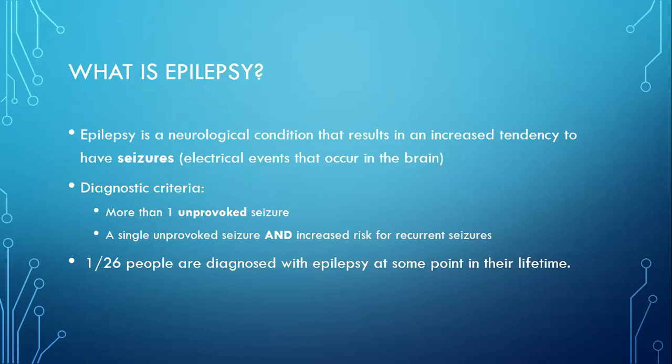The other thing that can meet diagnostic criteria is a single unprovoked seizure and then some added risk for recurrent seizure. I'm going to go into that a little bit more, into how we decide if somebody has that additional risk. Okay. So in general, it's a common condition. 1 out of 26 people is diagnosed with epilepsy at some point in their life. Okay, go ahead.